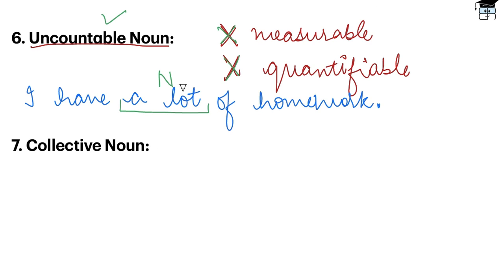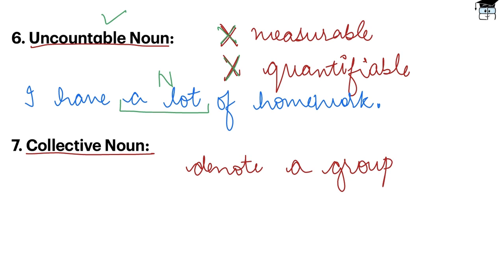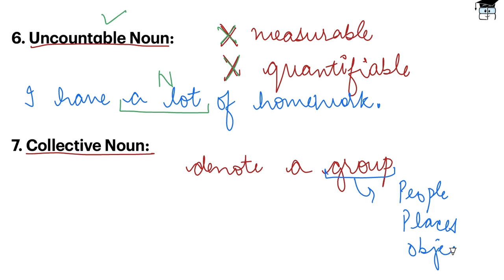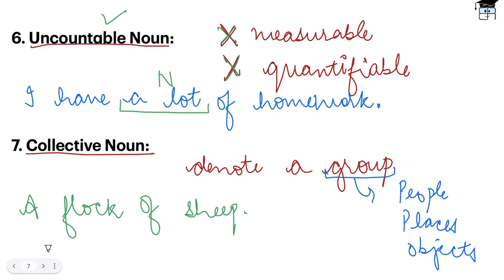Clear? Moving on to the next category, which is collective noun. Now, what is a collective noun? These nouns refer to a naming word that is used to denote a group. Now, this group can be of people, places, or objects. If I have to name an example of a collective noun, I would say a flock of sheep. Now, in this example, a flock is what? It is a group name that has been given to a group of sheep. Right? So a flock here is a collective noun.